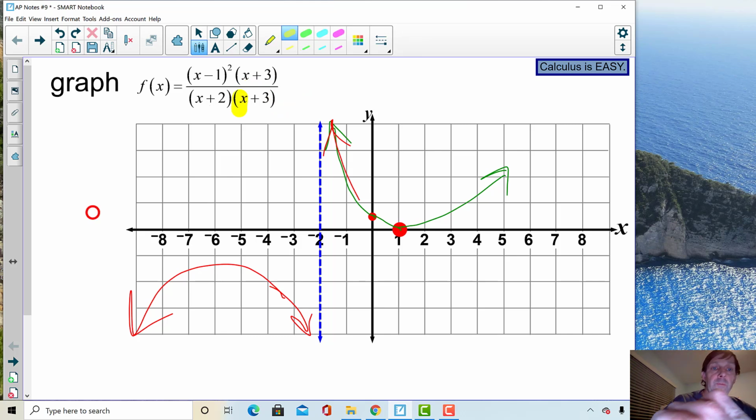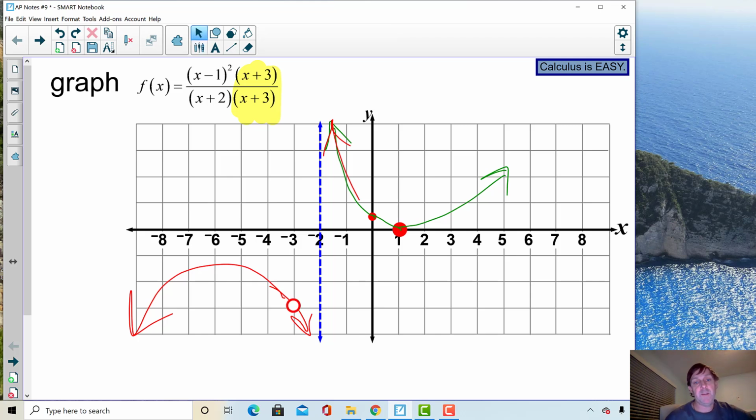Now don't forget the hole from the very beginning. When x equals negative 3, you have a hole. So we put a hole in our graph at x equals negative 3. Now this is just a basic sketch. Not every single point is accurate. But if you wanted to get it more accurate, just plot more points.